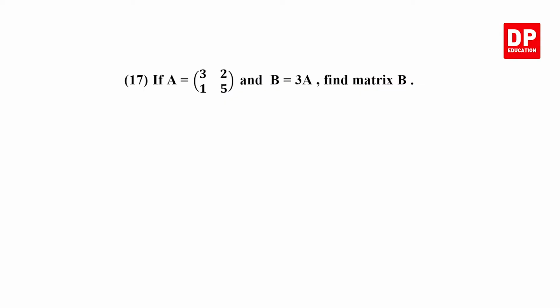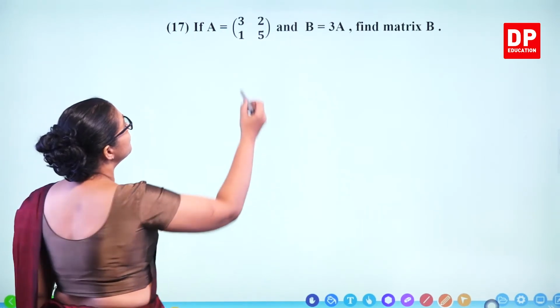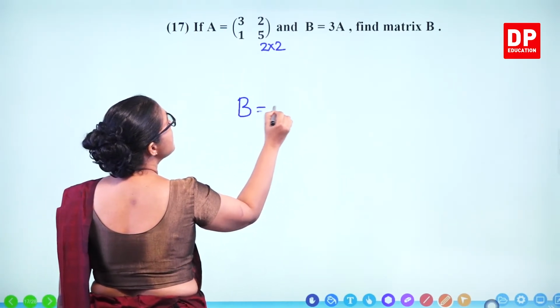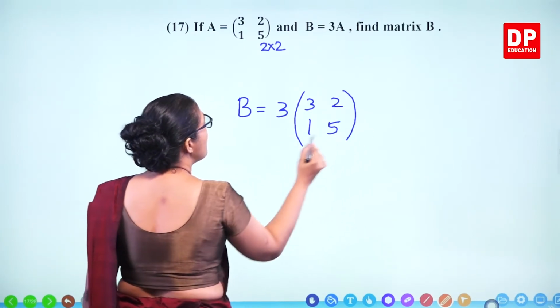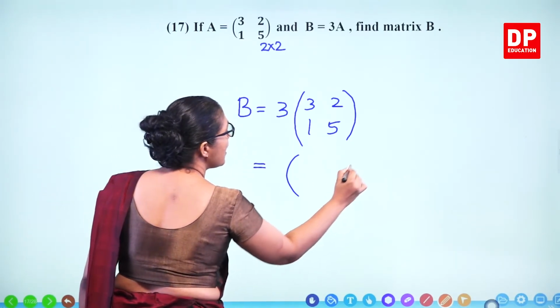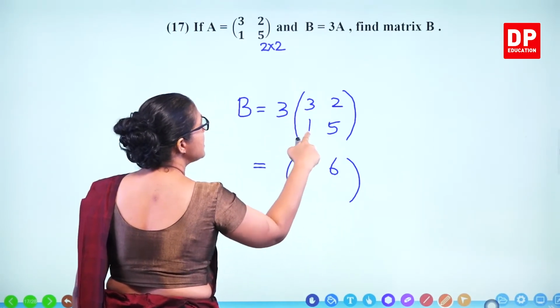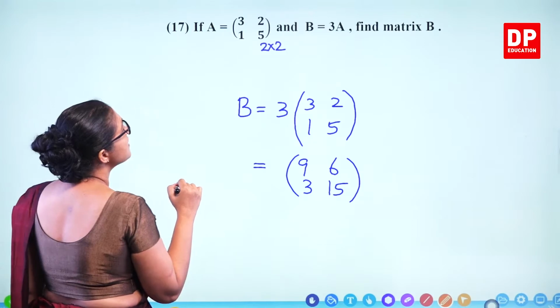Question number 17. If A is this and B is 3A, find matrix B. So what's the size of the matrix? Order is 2 by 2. So B becomes 3 times A. What do you do when there's a number in front? You multiply all the elements by the outside number. So multiply now. 3 times 3, 9. 3 times 2, 6. 3 times 1, 3. 3 times 5, 15.